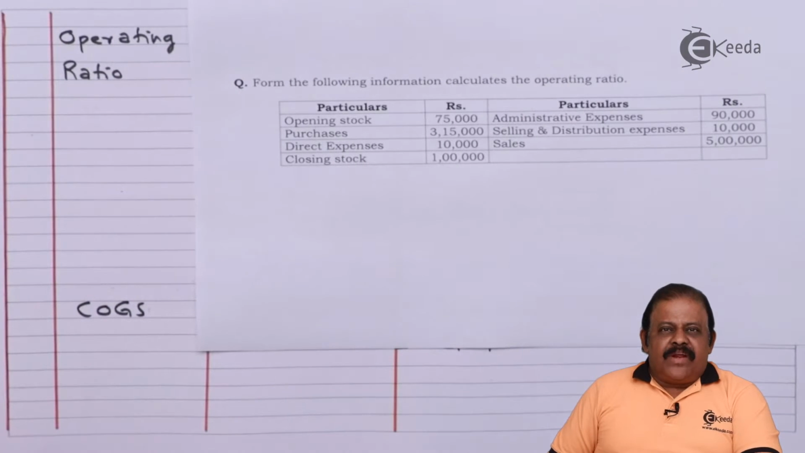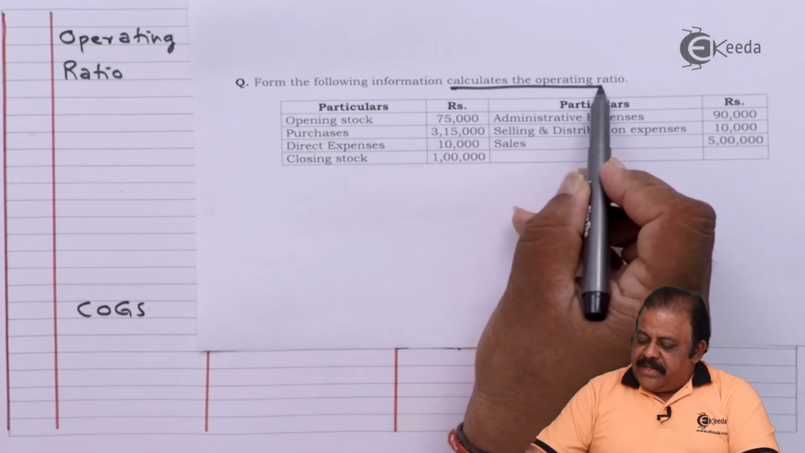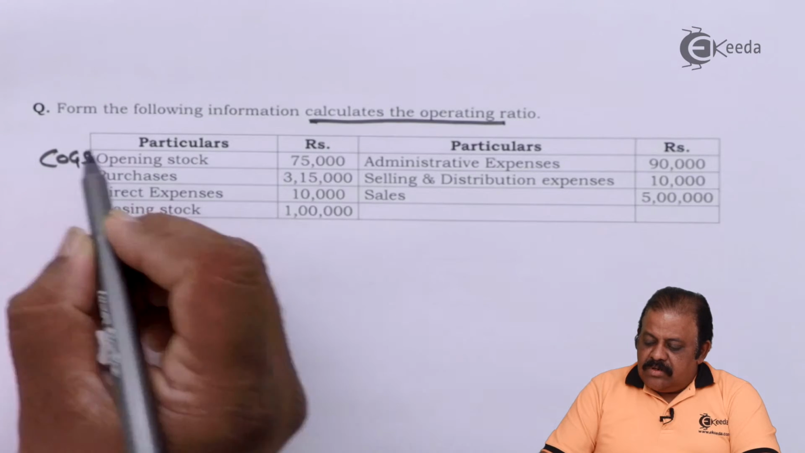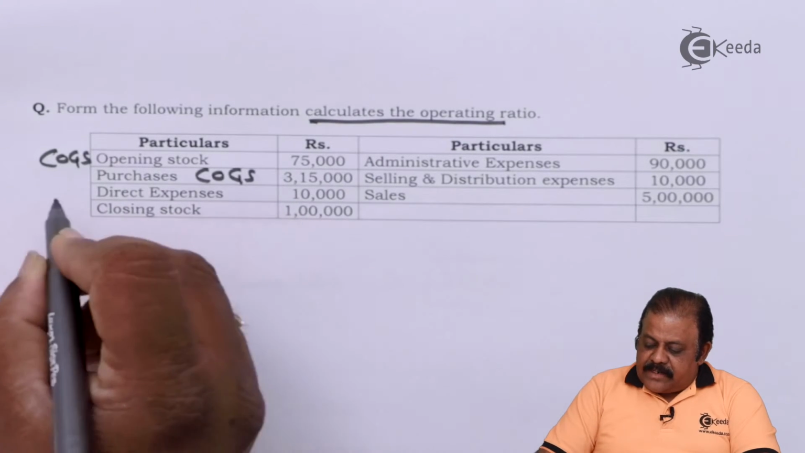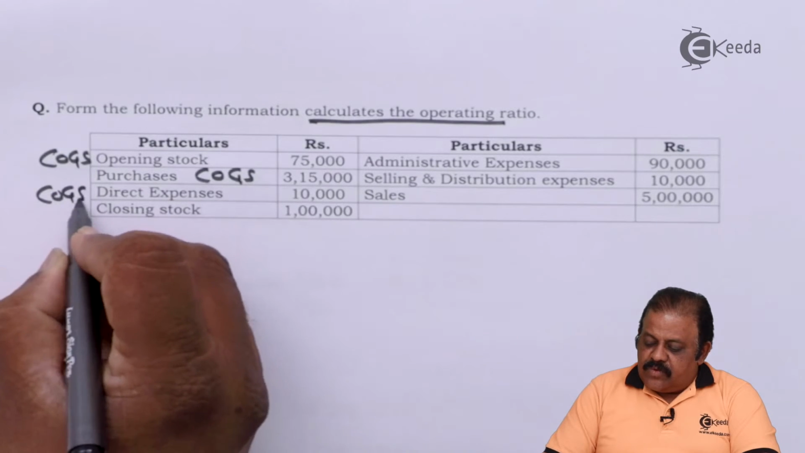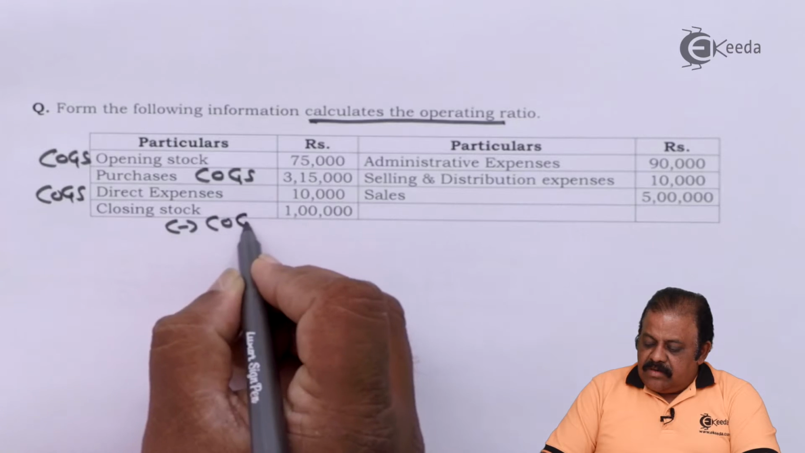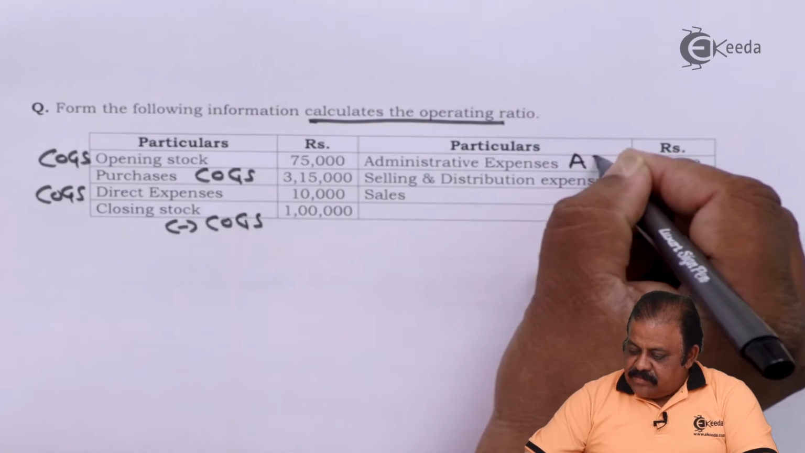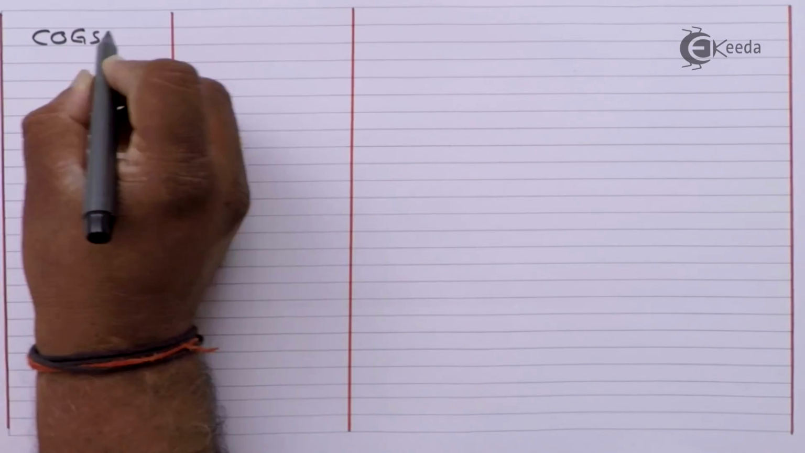We can see one more example on operating ratio. From the following information, calculate the operating ratio. Opening stock, this will be part of cost of goods sold. Purchases, part of cost of goods sold. Direct expenses, part of cost of goods sold. Closing stock, this will be deducted while calculating cost of goods sold. Administration expenses, selling expenses, sales.